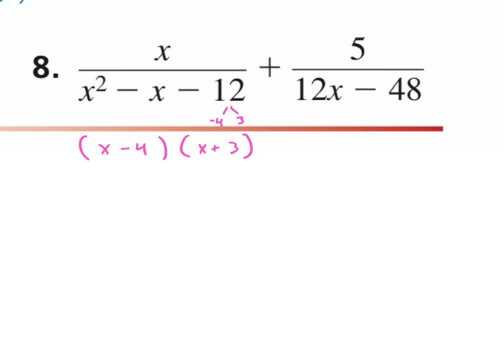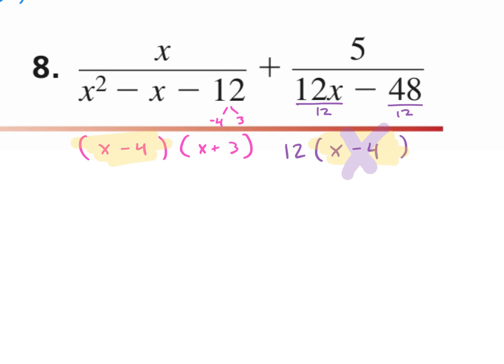We want to do the same thing for our other denominator. What's in common between 12x and 48? 12. So we can take out a 12. And what are we left with? x minus 4. Do we have anything in common in our two denominators? x minus 4 and x minus 4. We keep one, but we don't keep the other. So we only need to list it once.